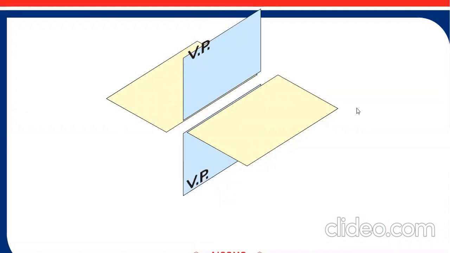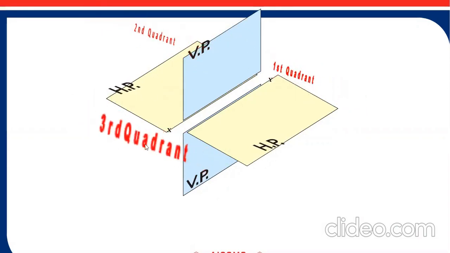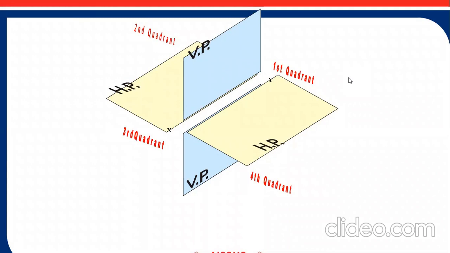Now, the vertical plane VP and the horizontal plane HP. This is the XY reference line. This is the first quadrant, second, third quadrant, and fourth. We are using the first quadrant to draw the front view, top view, or left-hand side or right-hand side view of any object, by using the first angle method of projection.